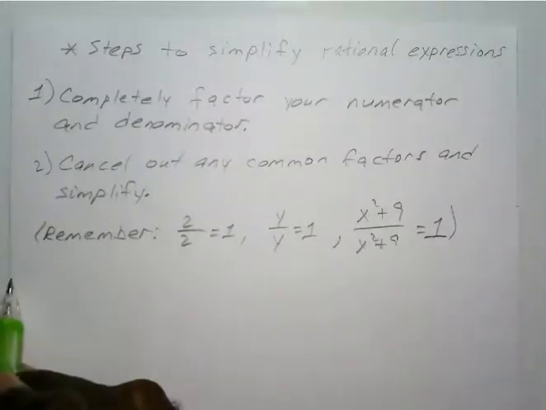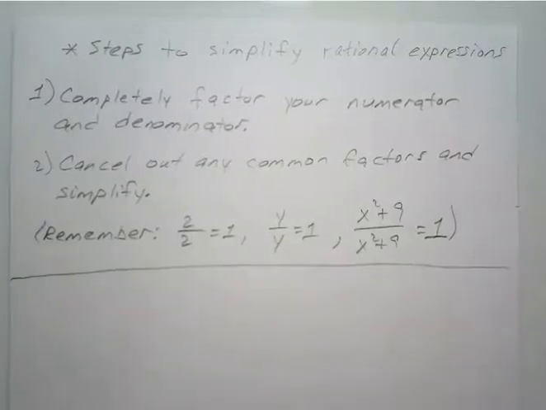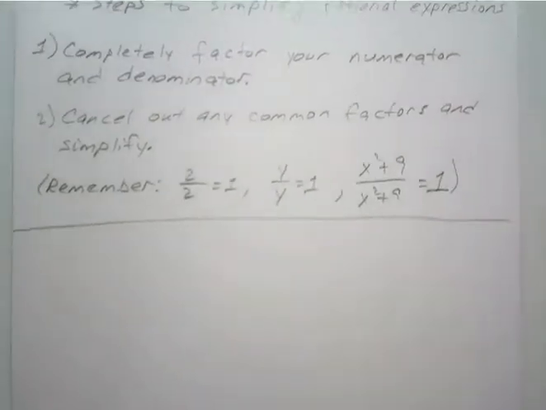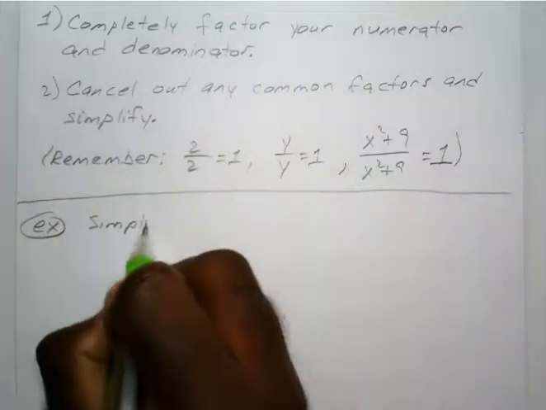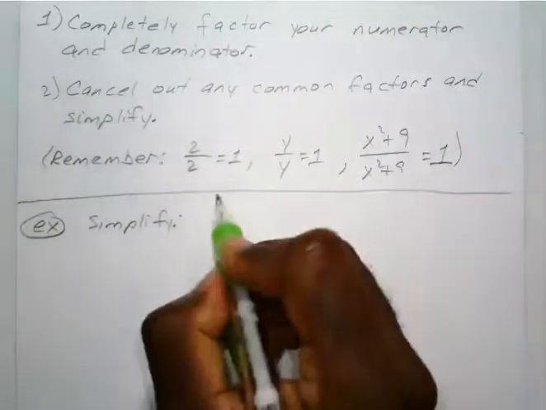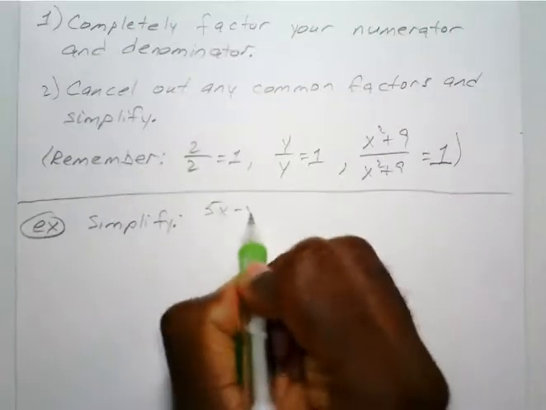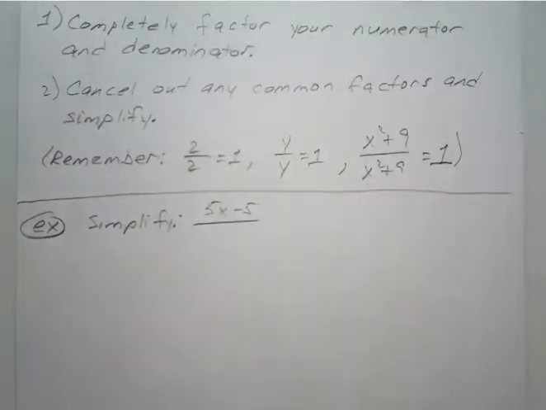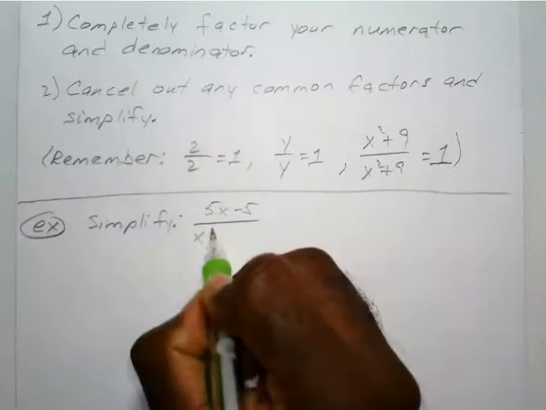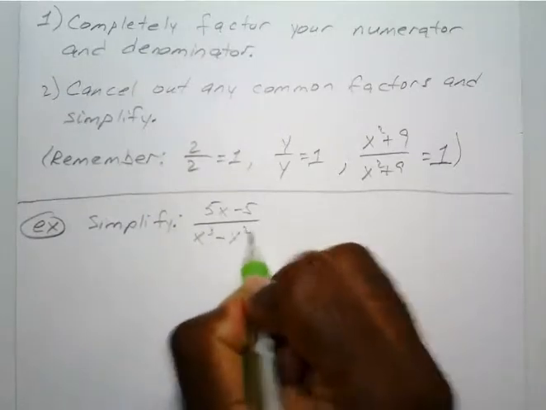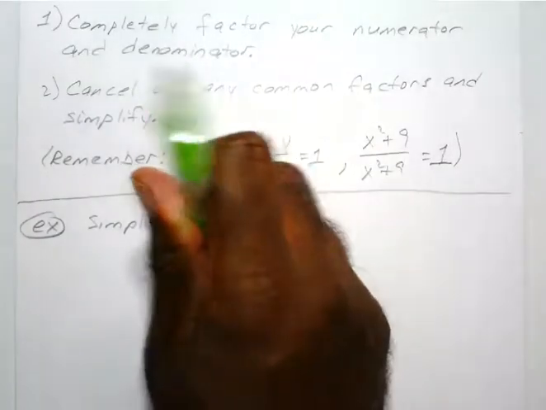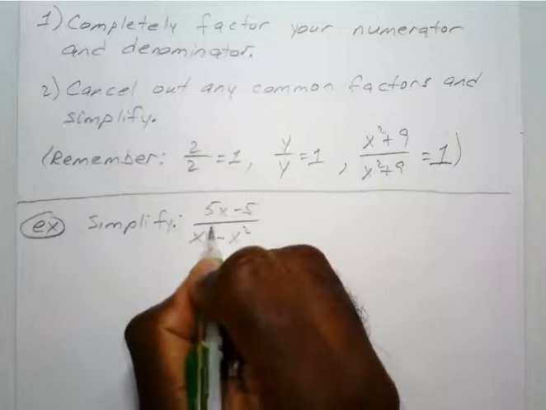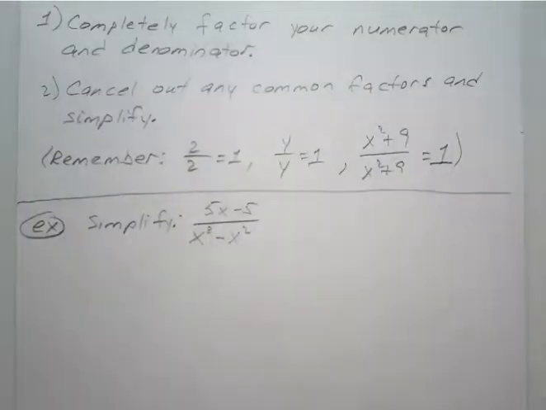All right, so right under here, we're going to start our example. Okay, so what if we wanted to simplify 5x minus 5 over x to the third minus x squared? Oh, let me clean up that 3 a little bit. Okay, x to the third power minus x squared.